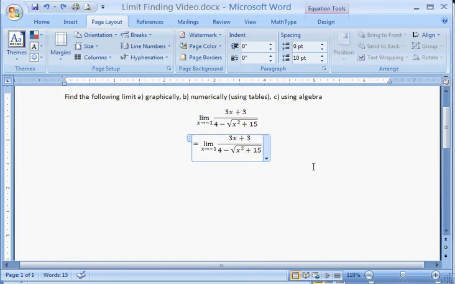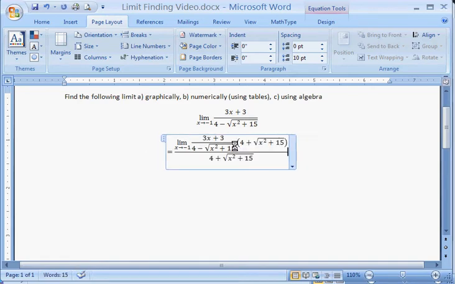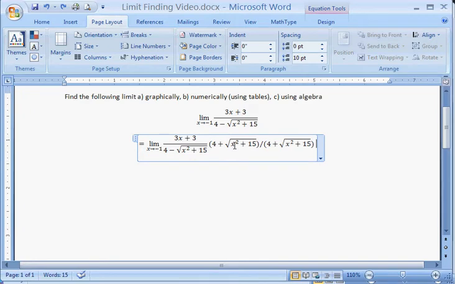How can we go about getting rid of a square root? Well, we need to multiply by the conjugate. What's the conjugate of 4 minus the square root of this? Well, the conjugate is 4 plus the square root of that. Now I can't just multiply by that, I need to multiply by this divided by itself. Oop. Didn't quite work right. I'll put another set of parentheses to hopefully clarify what we're doing here.